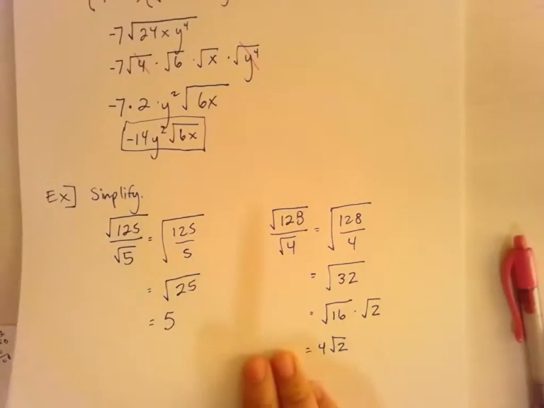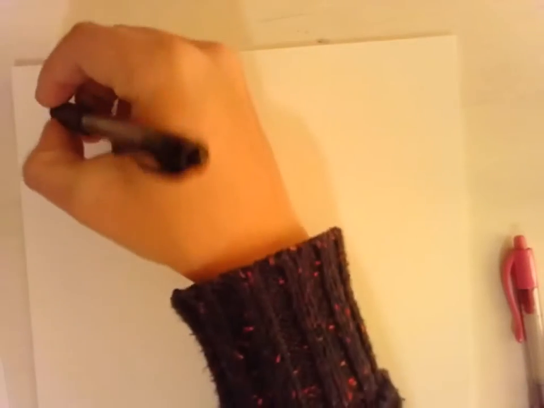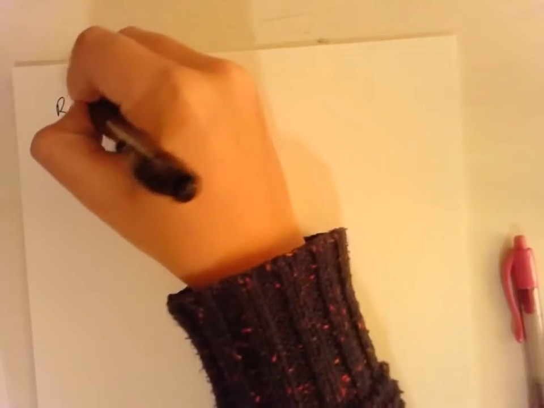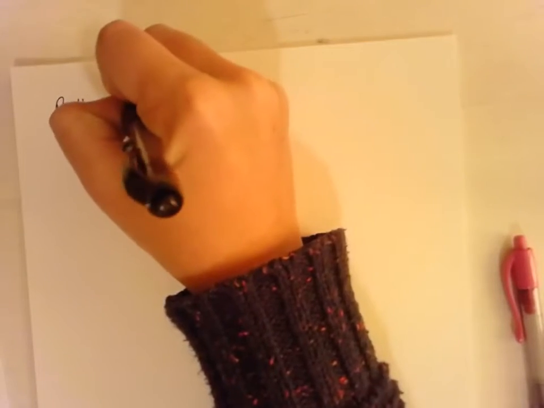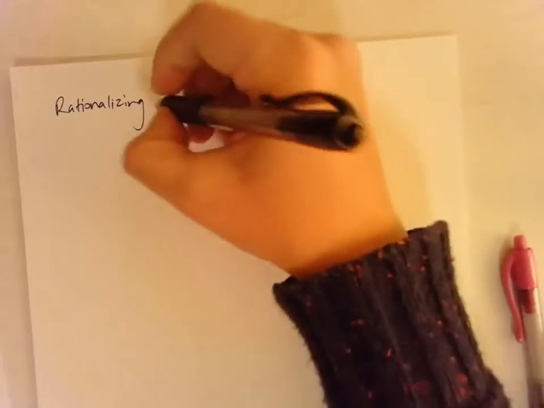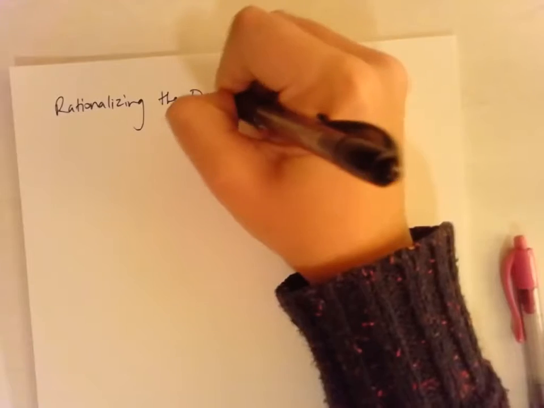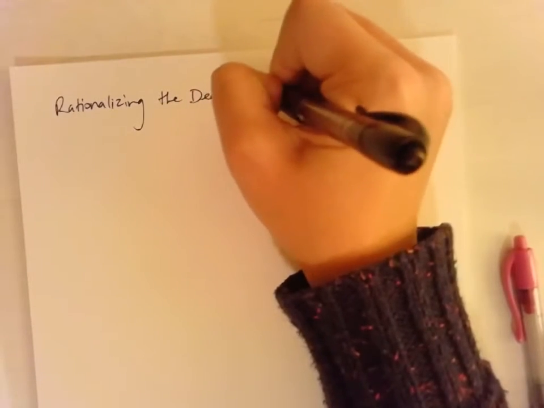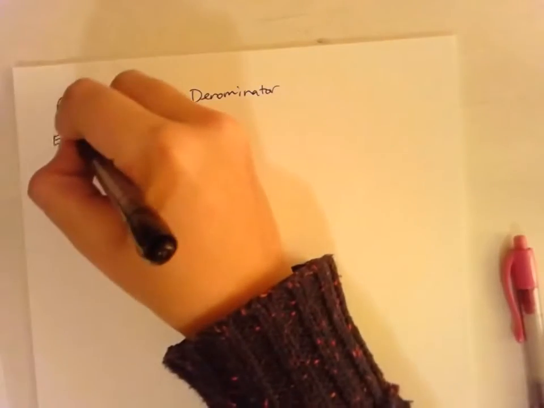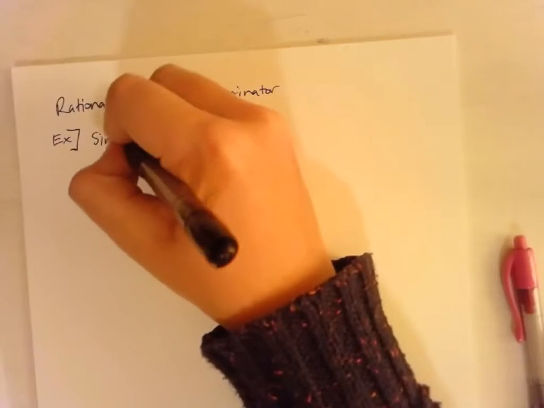Alright, lastly, let's talk about rationalizing the denominator. So let's say I had the following. Again, we're going to give ourselves the title, Rationalizing the Denominator. And now let's go through an example. It tells us to simplify.